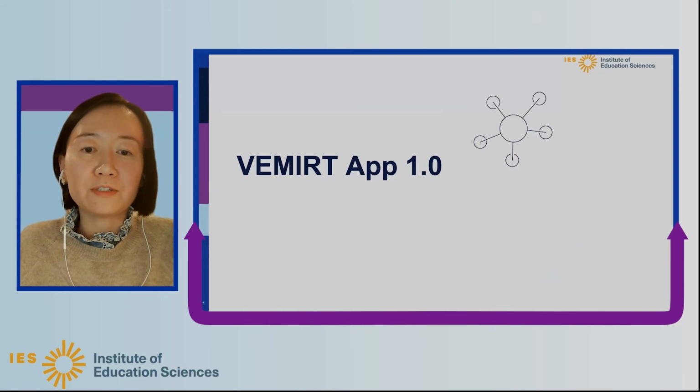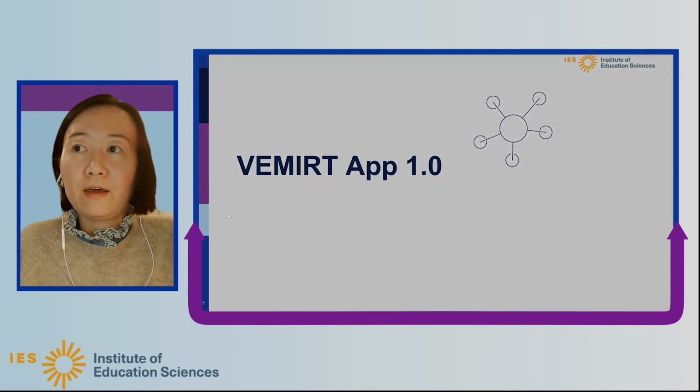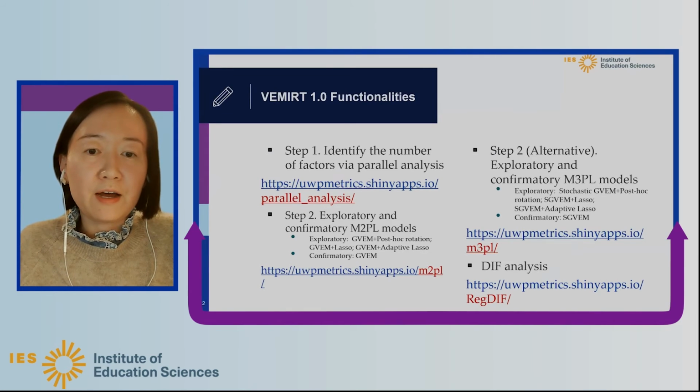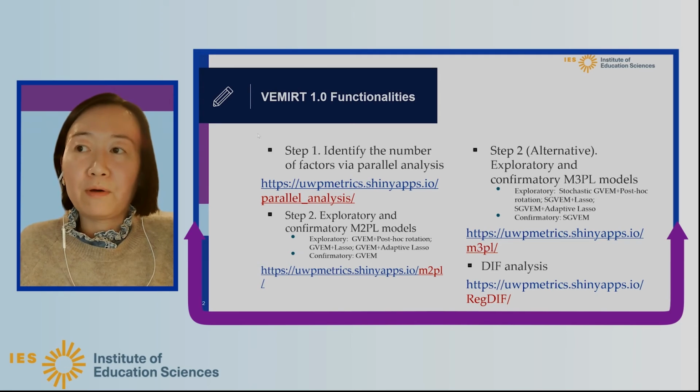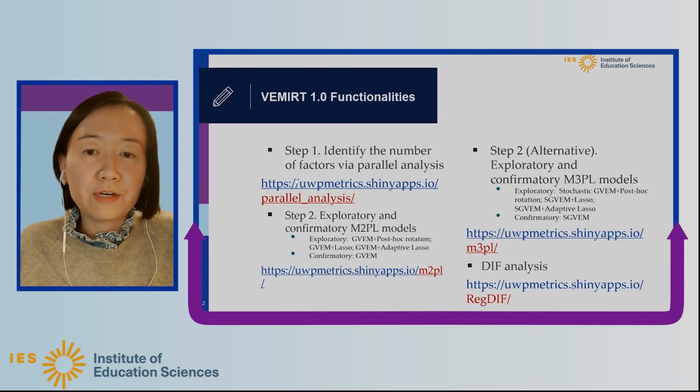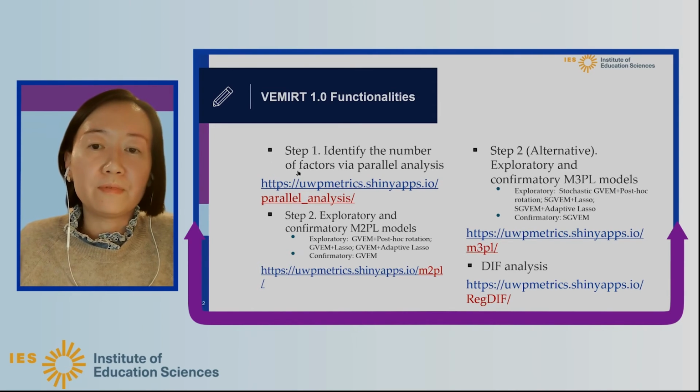So we have recently launched VMERGE app 1.0, and I will show a very quick demo of one module at the end. And here is a list of functionalities of VMERGE 1.0. Here I provided URLs, so you can just copy and paste these URLs in your web browser so that you can use this software. In the first step, you can use parallel analysis to identify the number of factors.